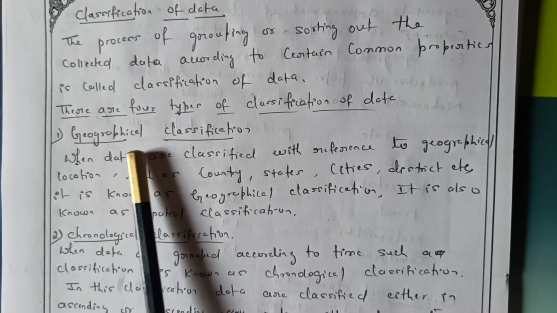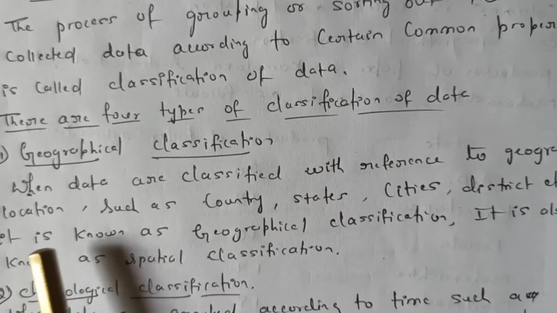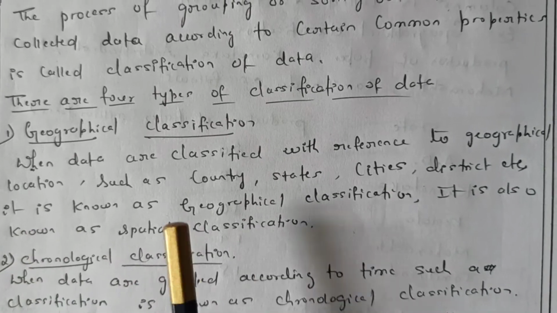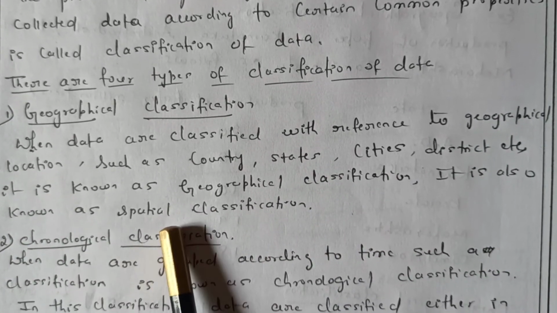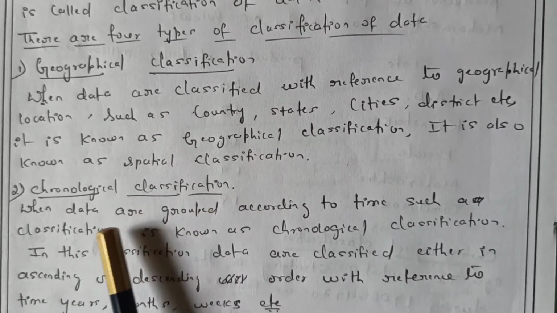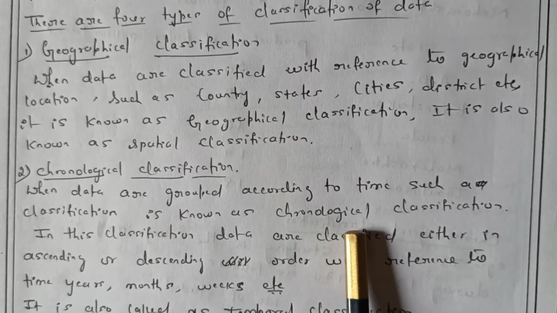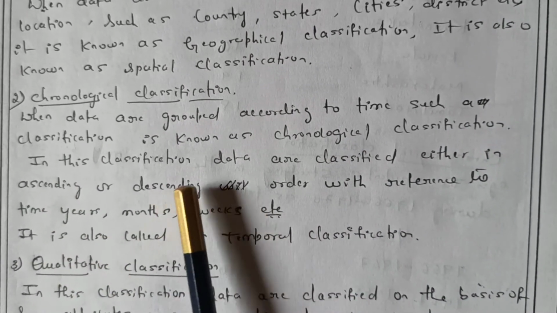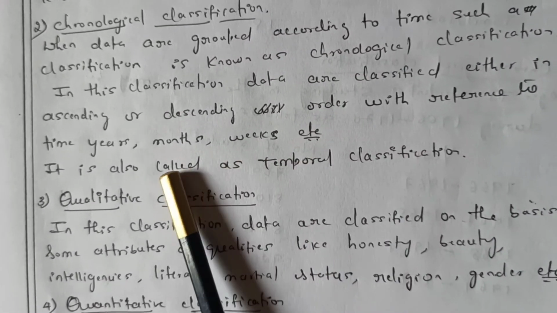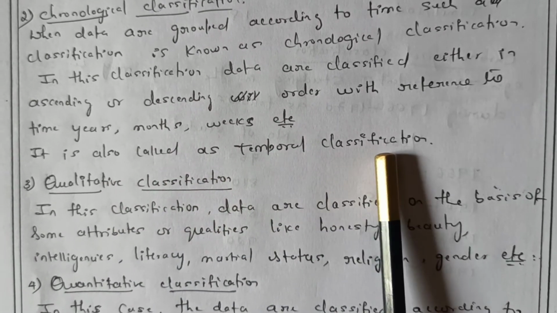The first one is geographical classification. When data are classified with reference to geographical locations such as country, state, cities, district, etc., it is known as geographical classification. It is also known as spatial classification. Next we have chronological classification. When data are grouped according to time, such a classification is known as chronological classification. In this classification, data are classified in ascending or descending order with reference to time, year, months, weeks, etc. It is also called temporal classification.